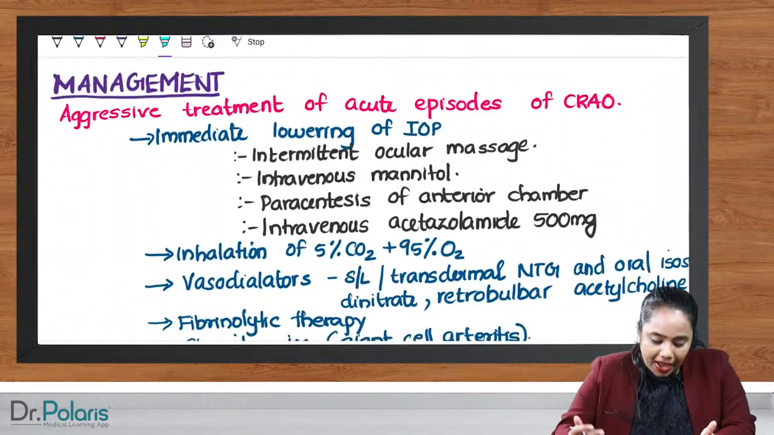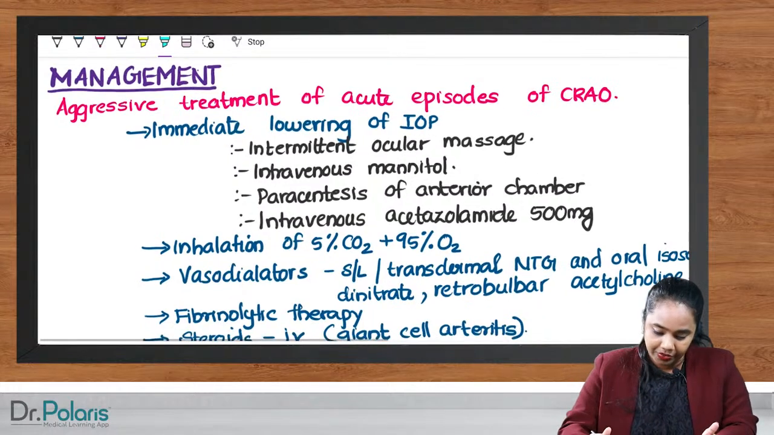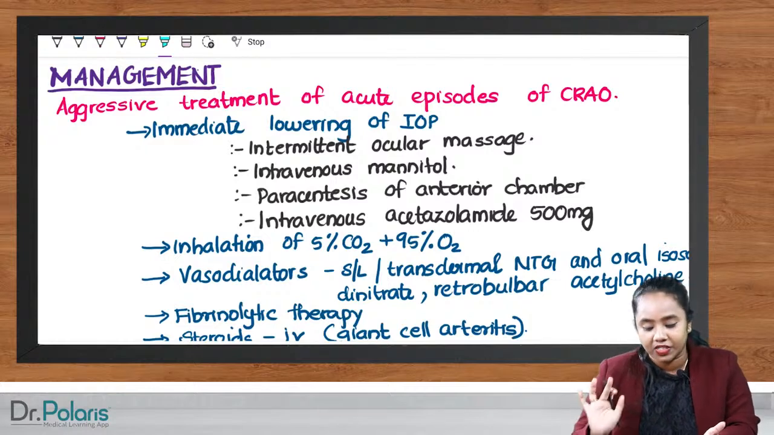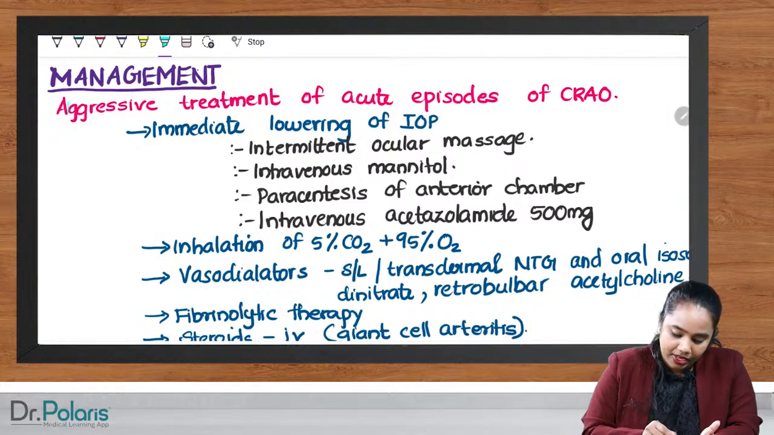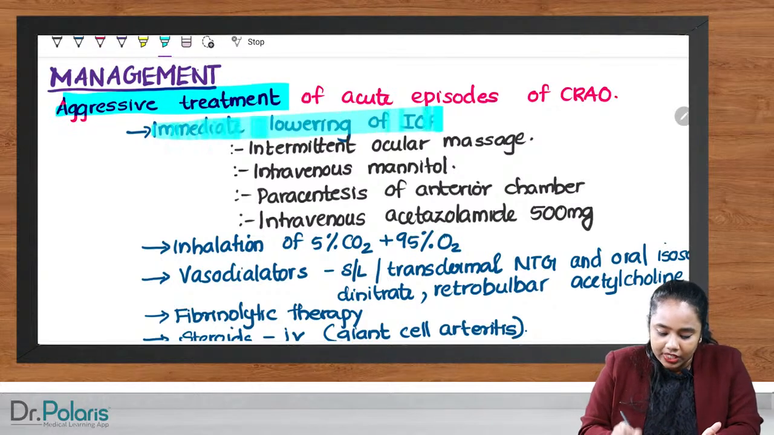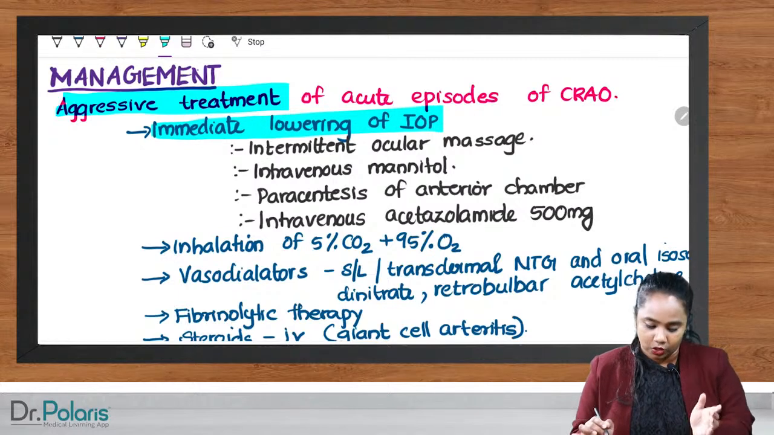Now coming to the management. Aggressive treatment is required for the acute episode of central retinal artery occlusion. So, what is this aggressive treatment? The first thing is to lower the intraocular pressure. Immediate lowering of intraocular pressure is required.